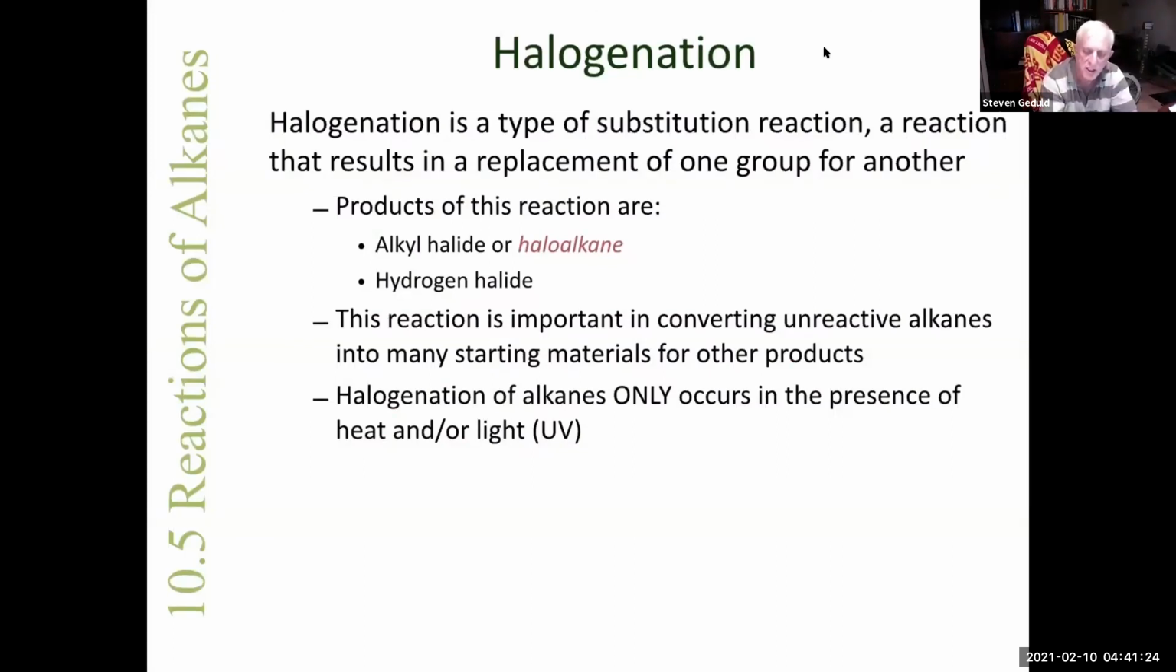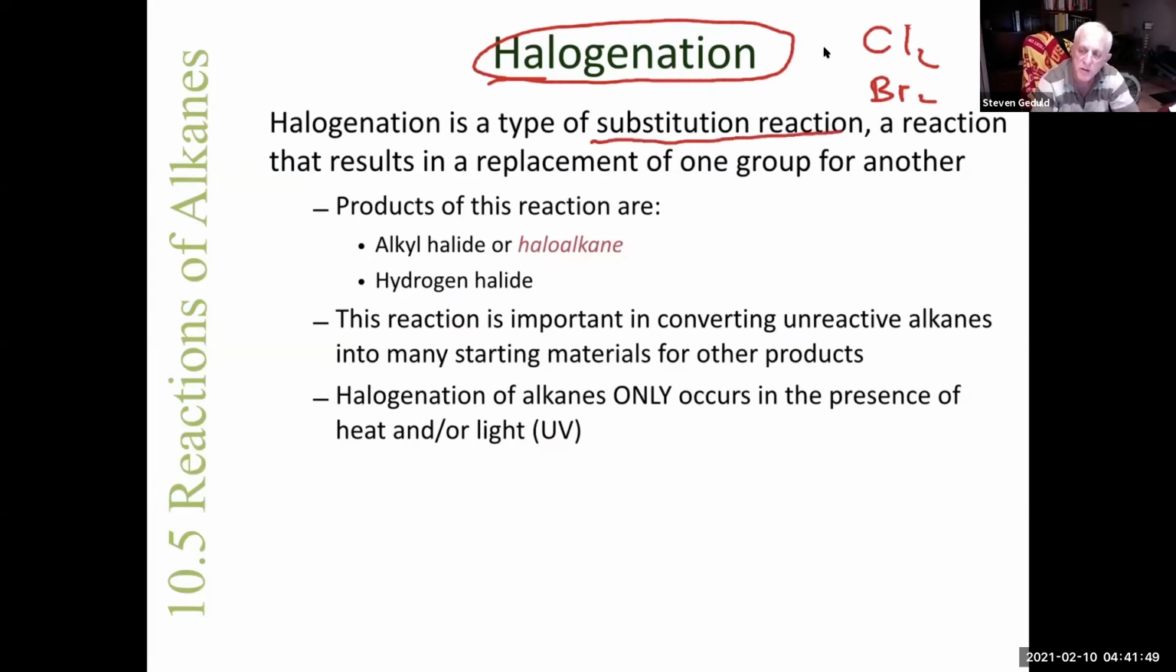So halogenation was a combination of a hydrocarbon with a halogen. Halogens are always diatomic, just like oxygen was. So if it combines with chlorine, it combines with Cl2. If it combines with bromine, it's Br2. And it's a substitution reaction. One of the hydrogens gets substituted for one of the halogens. That's what substitution means. You switch one for the other. The reaction results in replacement of one group for another.